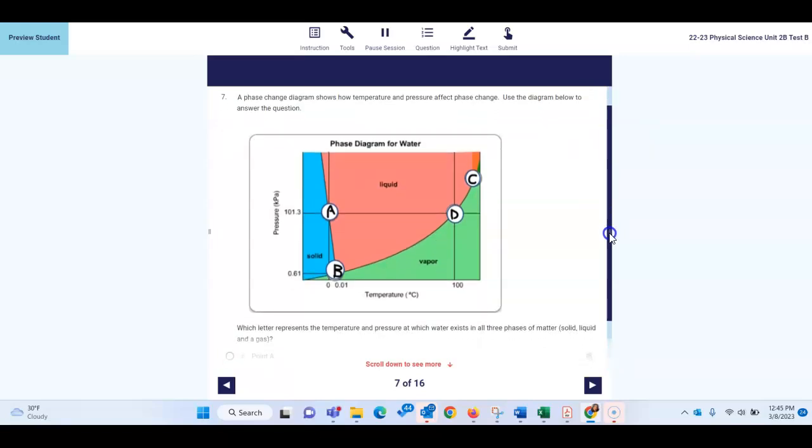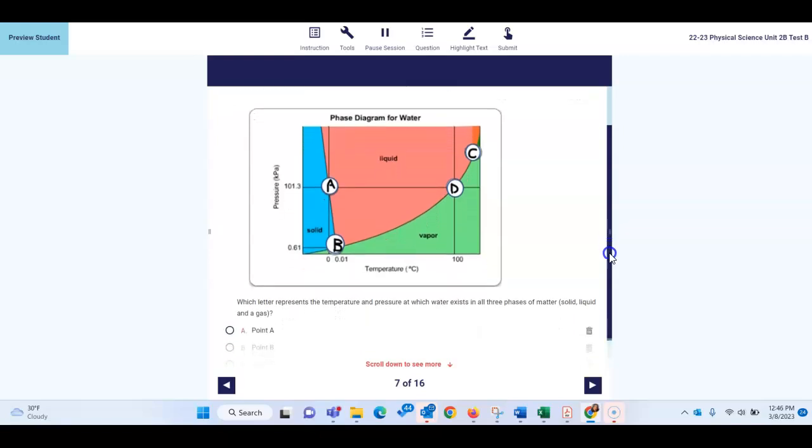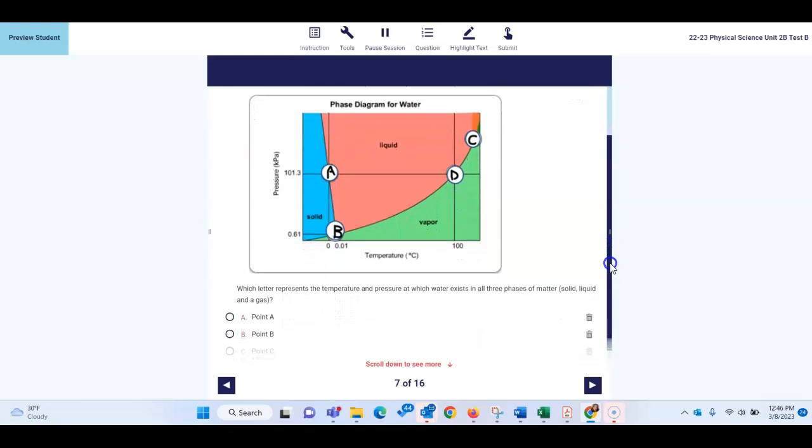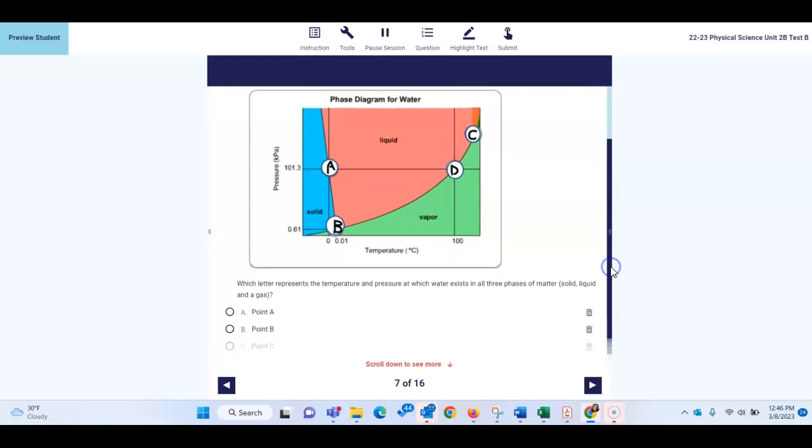A phase change diagram shows how temperature and pressure affect phase change. Use the diagram below to answer the question. Which letter represents the temperature and pressure at which water exists in all 3 phases of matter, solid, liquid, and gas? Is it point A, point B, or point C?